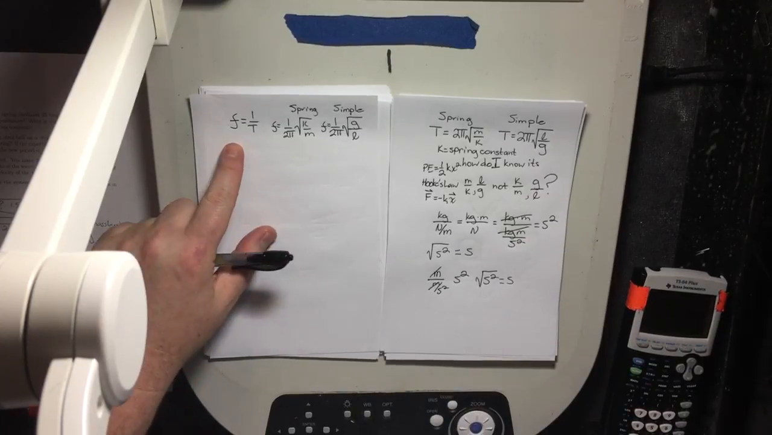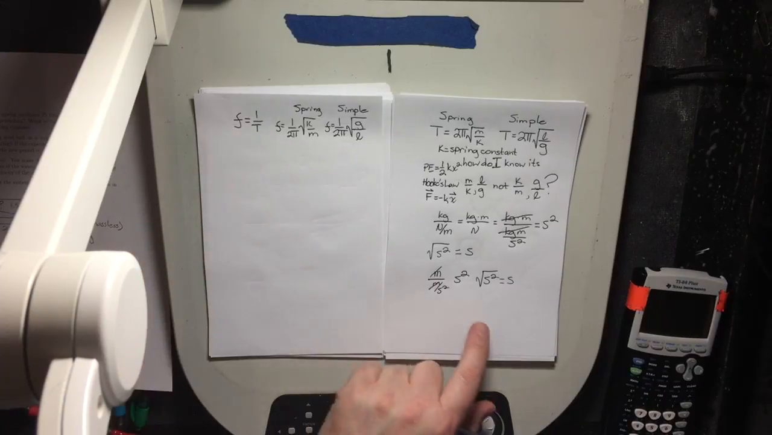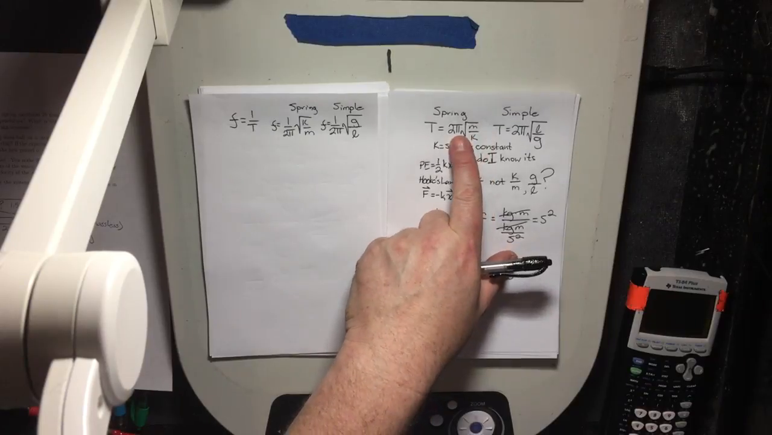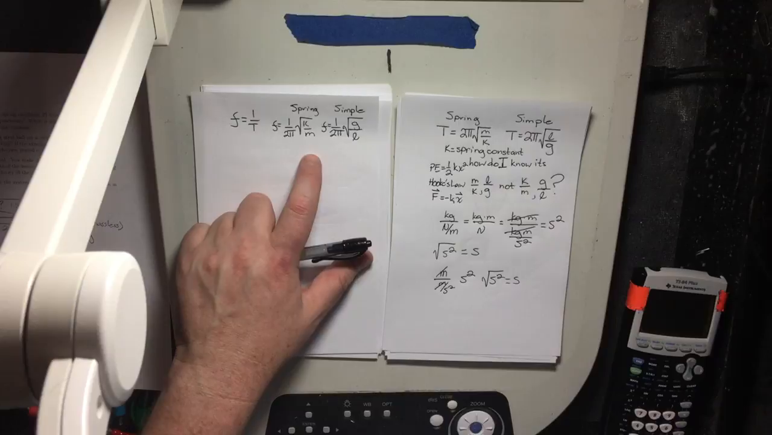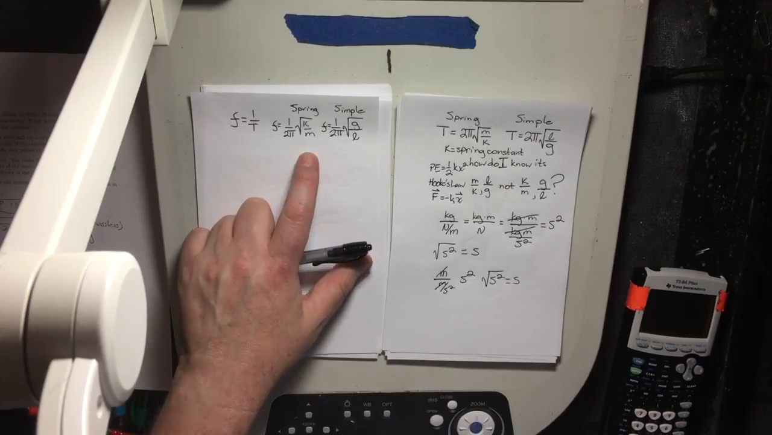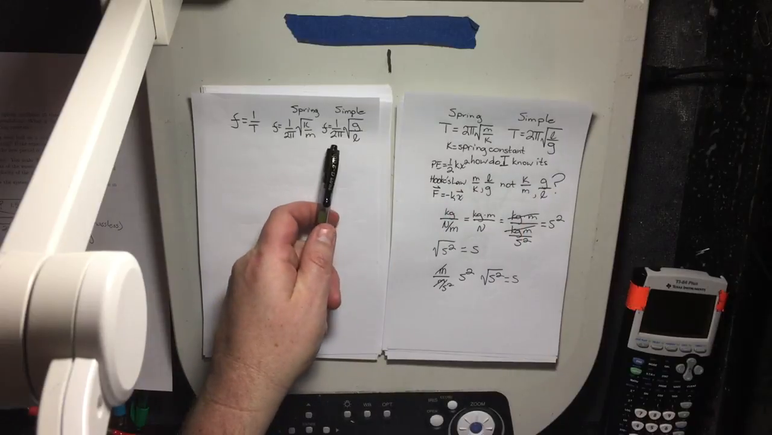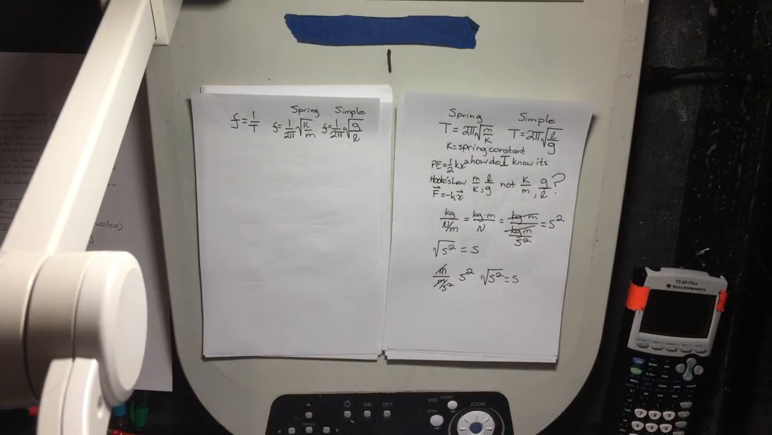Because frequency is the inverse of period. So if you took the inverse of period and period was this, 2 pi becomes 1 over 2 pi, m over k becomes k over m. For the simple pendulum, 2 pi becomes 1 over 2 pi for frequency, L over g becomes g over L.